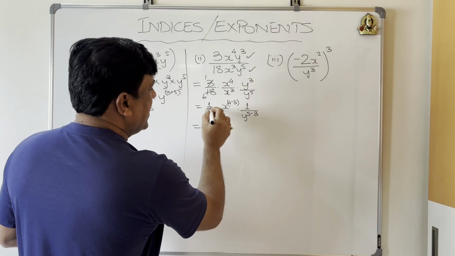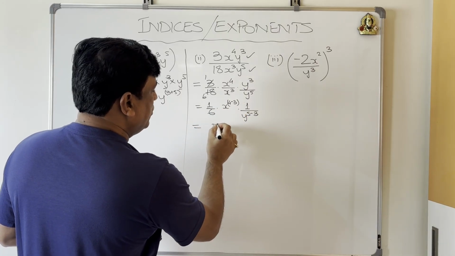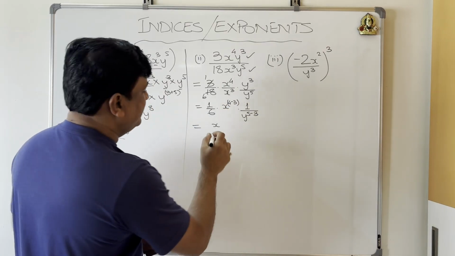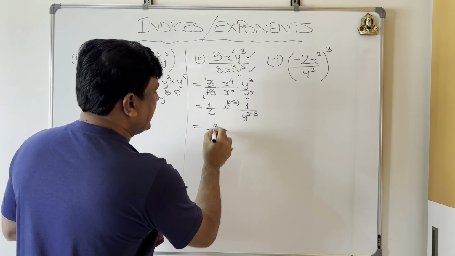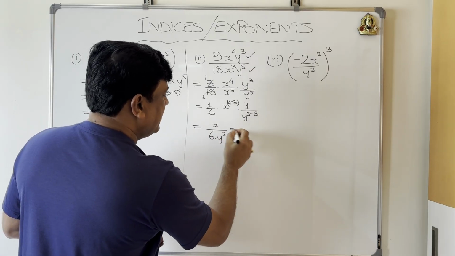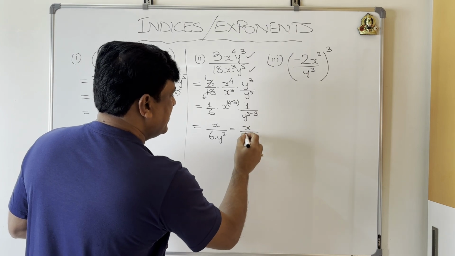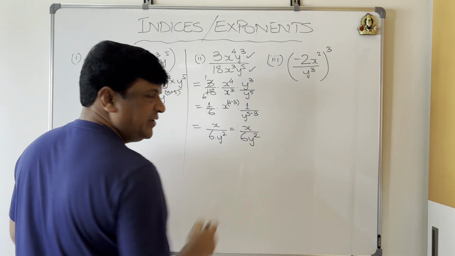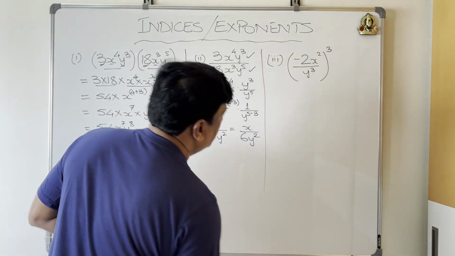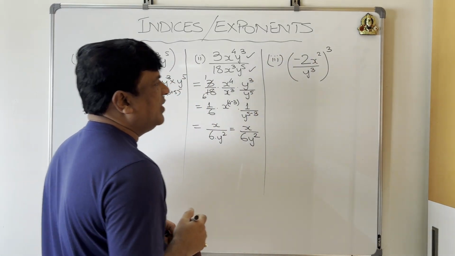So what do I get? In the numerator, I get only x, because x into 1 gives me x, and in the denominator, I get 6 times y to the power 2. So my final answer is x by 6y square. Simple? Do it simply. Okay? Now the third one. Let us look at the third one.